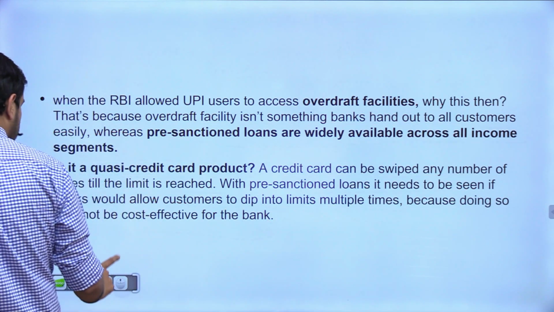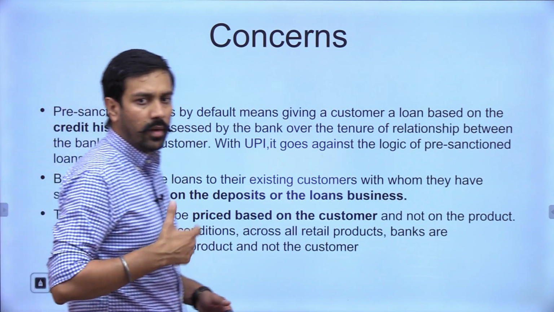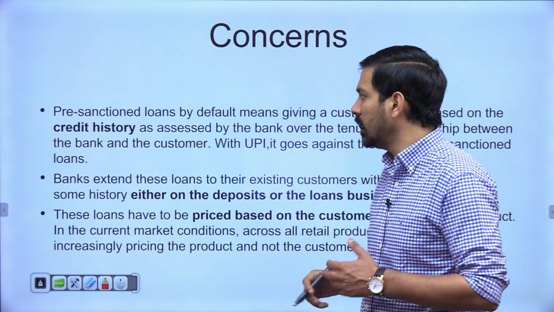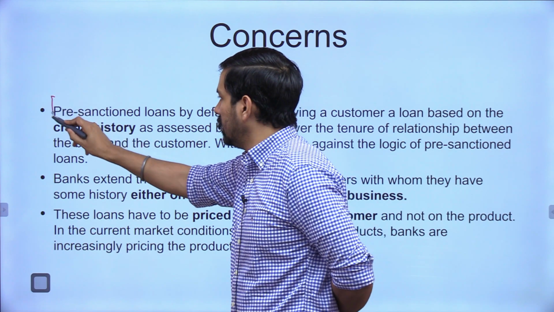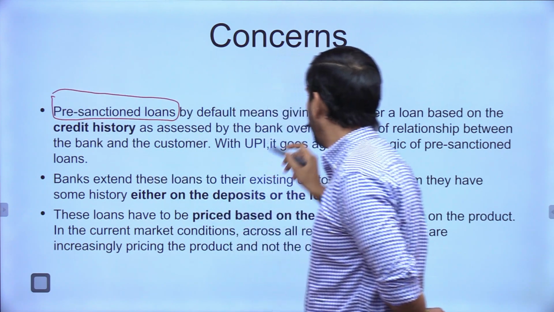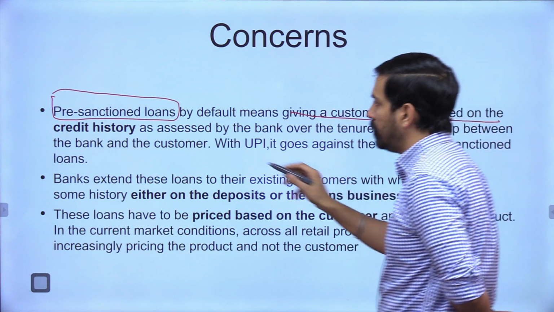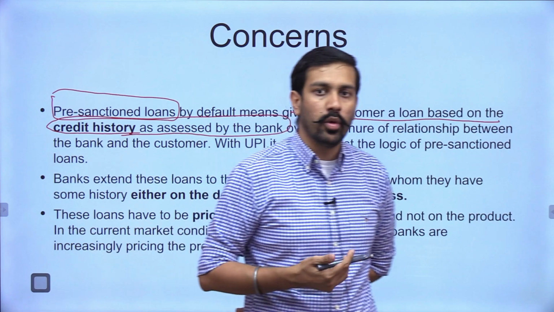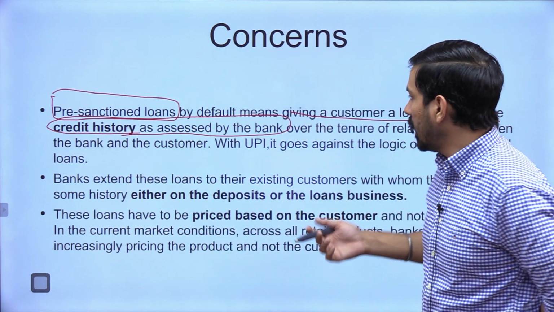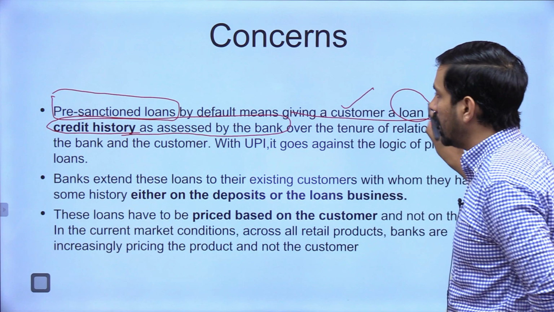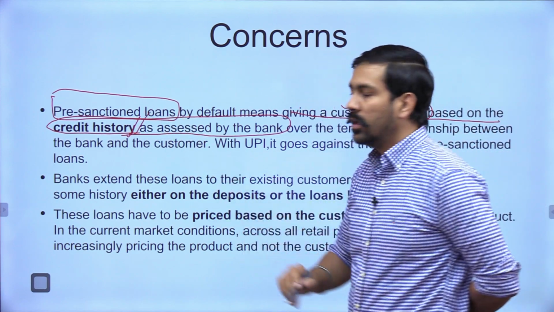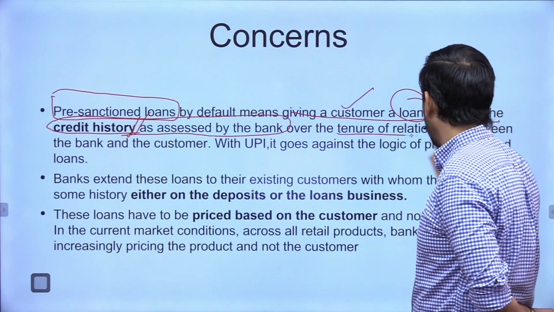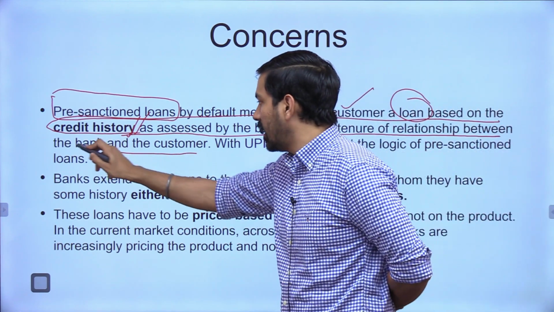Now moving forward, some concerns have also been highlighted with respect to its functioning. It is stated that pre-sanctioned loans by default means giving a customer a loan based on credit history as assessed by the bank. I have already told you, when you get a loan, it means you will be getting it on the basis of credit history assessed by the bank, whether you are a creditworthy customer or not, over the tenure of a relationship between a bank and a customer.